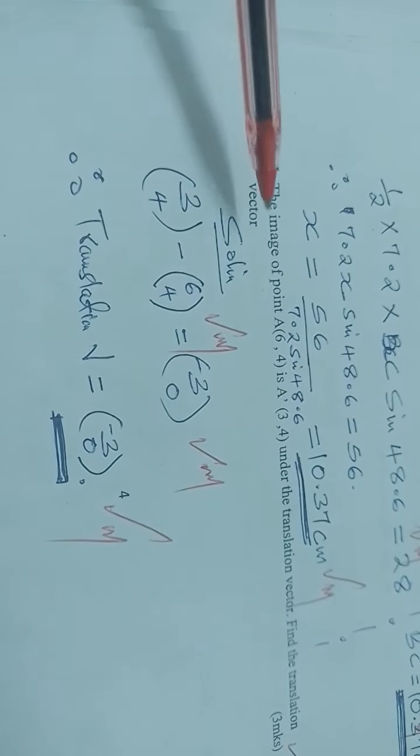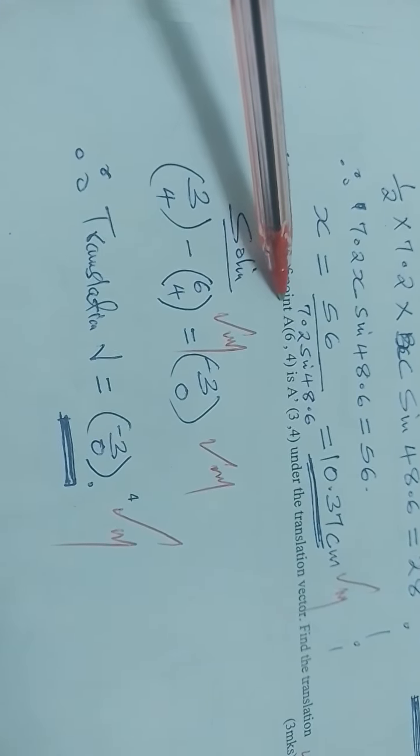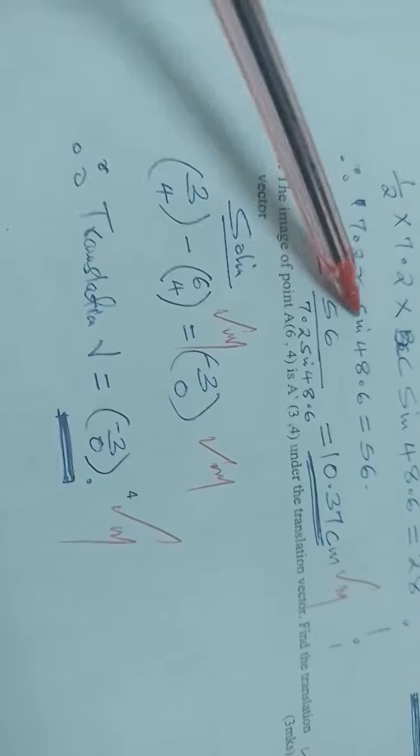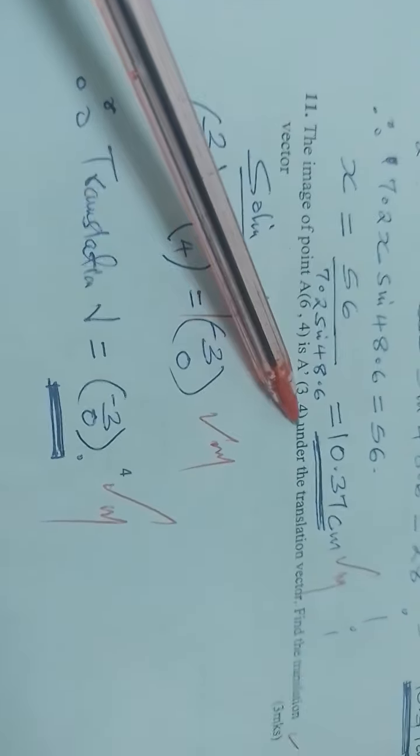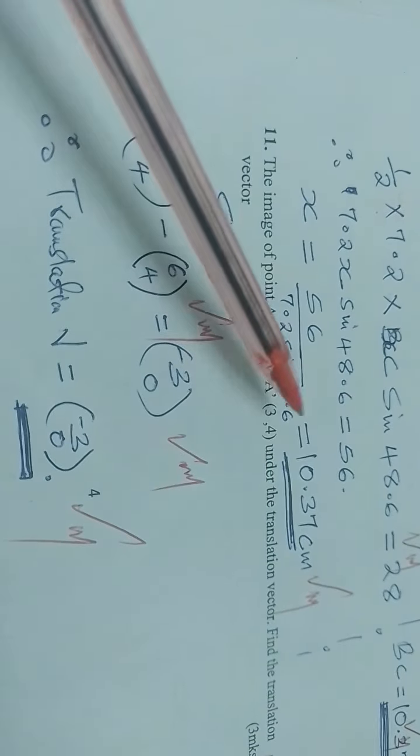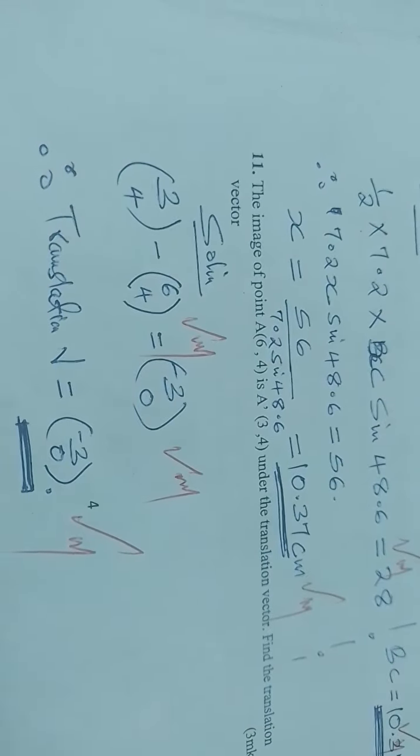So number 11, the image of point A, that is (6, 4) in terms of coordinates, is A prime (3, 4) under a translation vector. Find the translation vector. We need to find the translation vector.